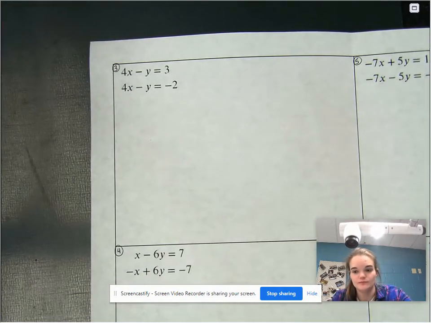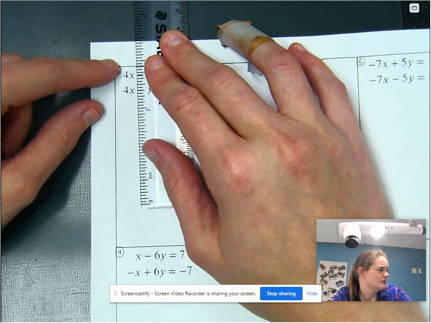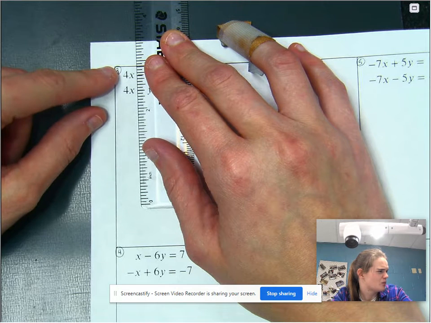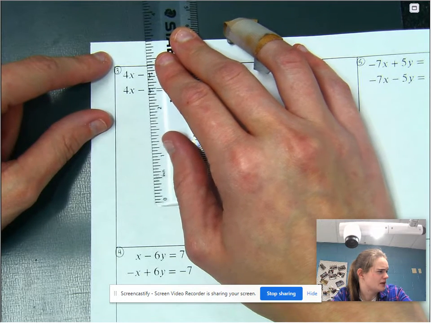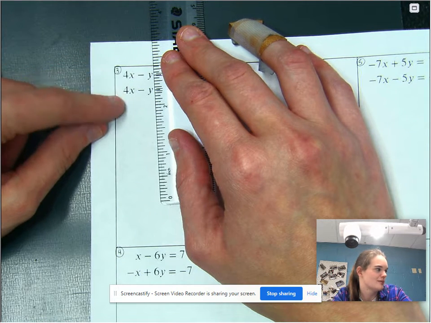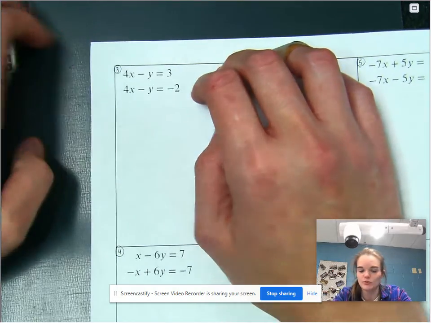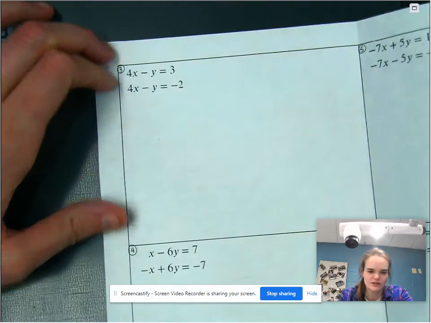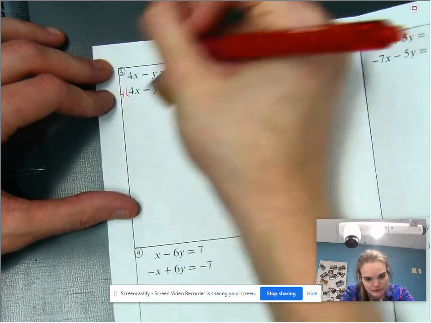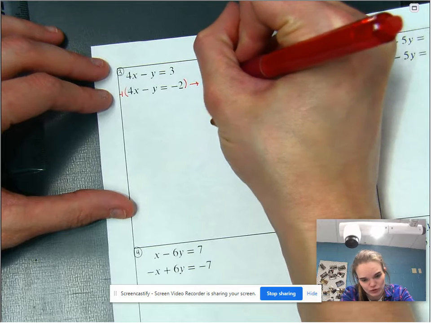All right, number 3. Are the 4s the same? Yes. But they're not one positive, one negative, so let's check the y's. Are they both 1s in front? Yes, but they're not both one positive, one negative. So we're going to have to change one no matter what, which means we're going to have to multiply one of them by -1. Doesn't matter which. I just like to do the bottom one. But it doesn't matter. You could do the top, and you'll still get the same answer, just not the same work.